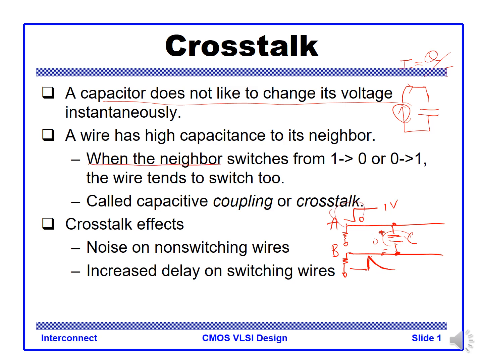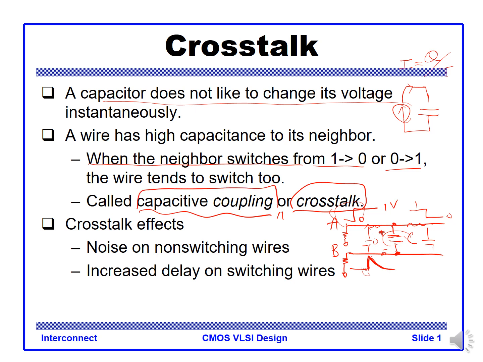So when the neighbor switches from 1 to 0 or 0 to 1, this voltage propagates through the wire, and then through the coupling capacitor to the line next to it. The neighbor also wants to see some of the switching activities. This is called capacitive coupling, or crosstalk.